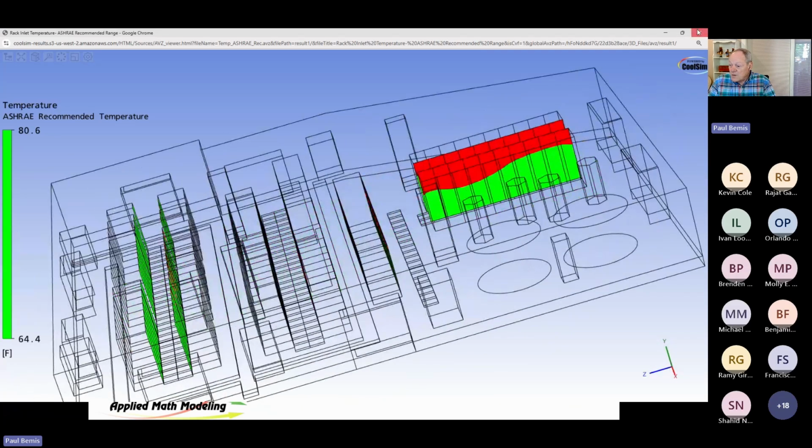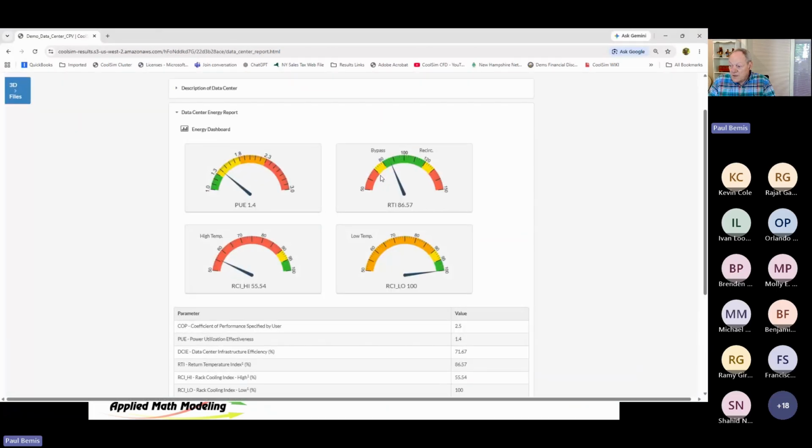If I go back and take a look at my energy report, you see that I still have bypass airflow. In general, I'm still supplying more than I need of air. But I've got big problems with hotspots, right? I'm way down on my RCI high, down around 55, 60%, and I just showed it to you. I'm no longer too cold, but I'm too hot, and I have enough air.